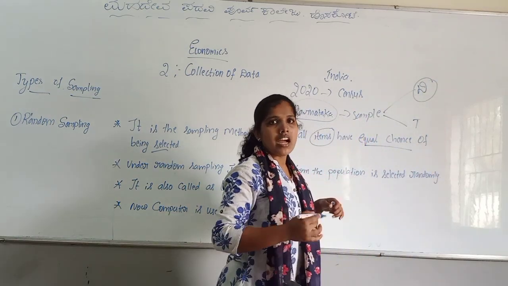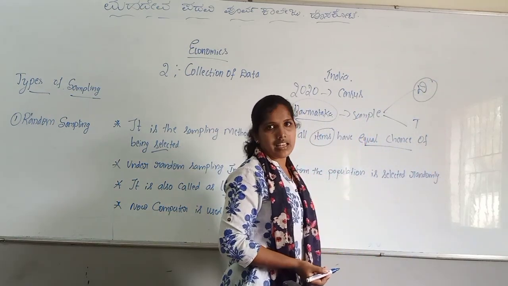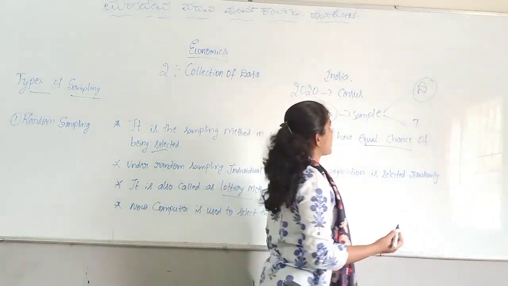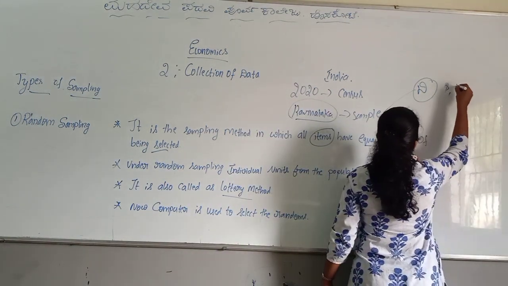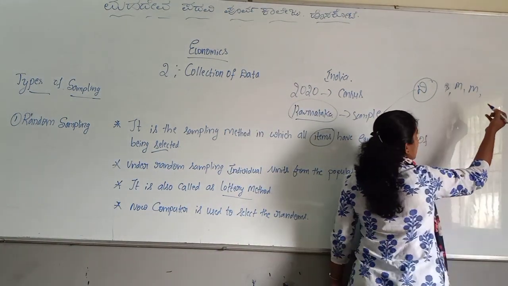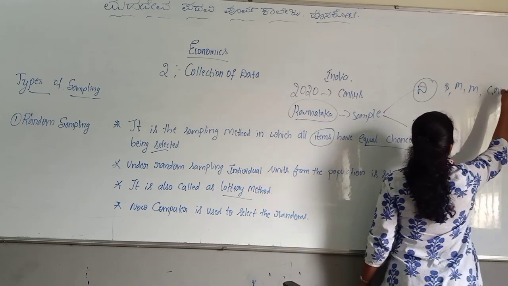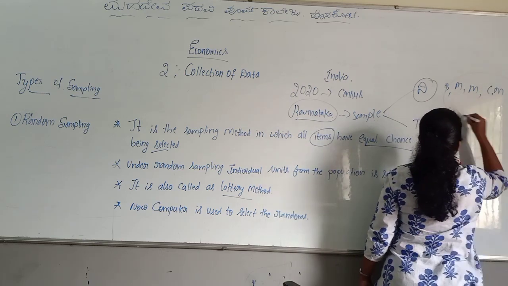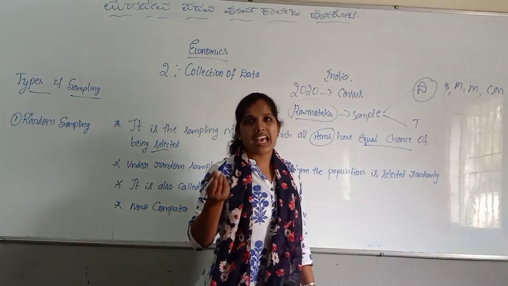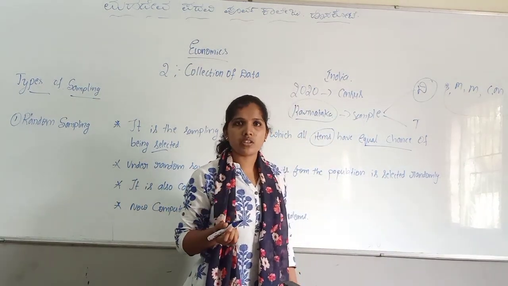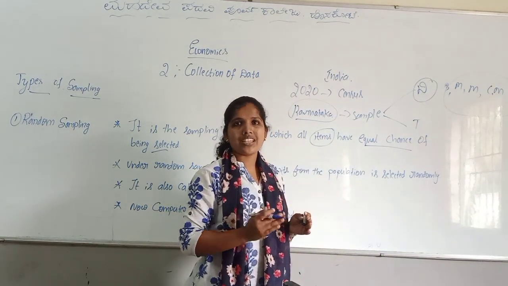In this district, randomly I can select. Then I might select Bangalore, Mysore, Mangalore, then Chikmagalur, etc. So this is known as what? Random sampling. So here I did not fix only the north side, only the west side.